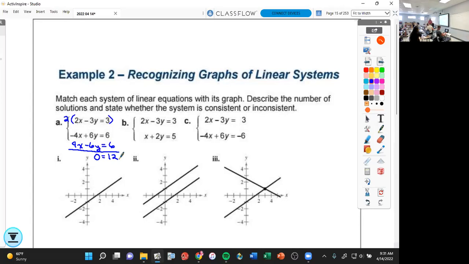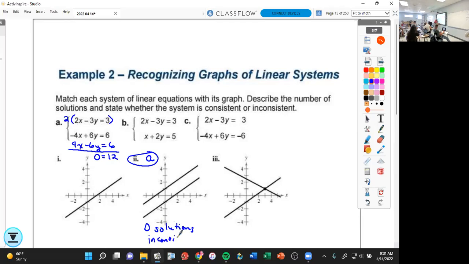What does inconsistent mean? How many solutions? No solution. Because they are, the lines are no solution, they are parallel, right? So which picture would that be? Okay, so I'm going to put an A right here. Say if they go together, okay. We have 0 solutions. And the system is inconsistent. Okay.